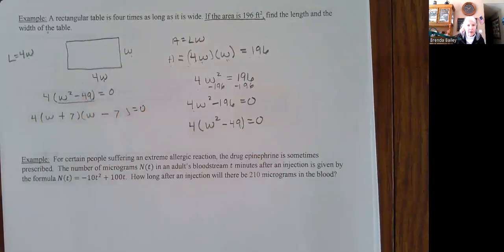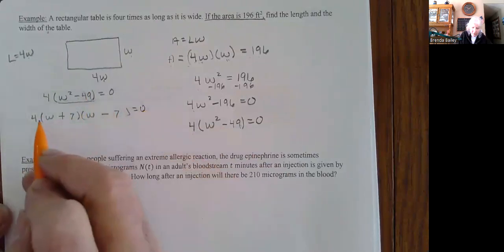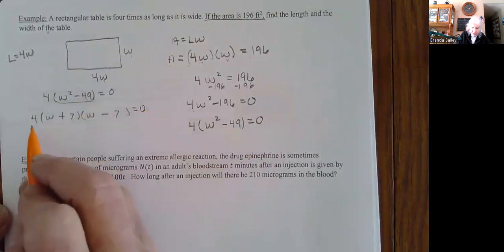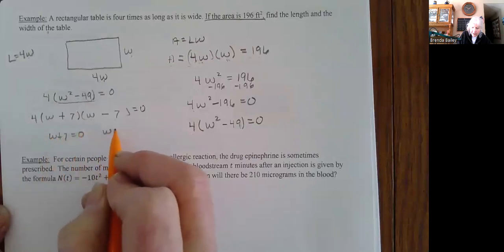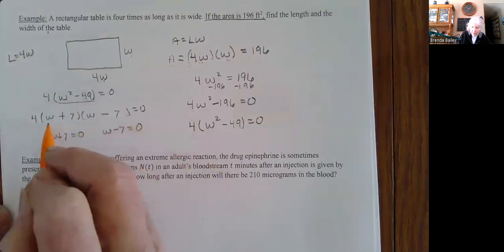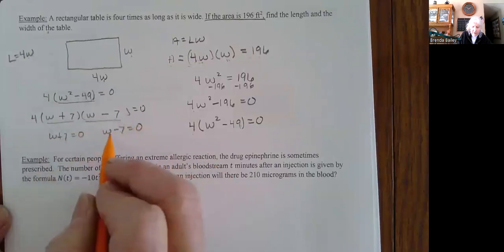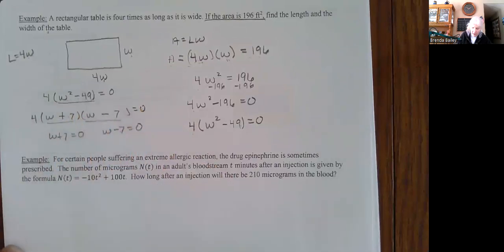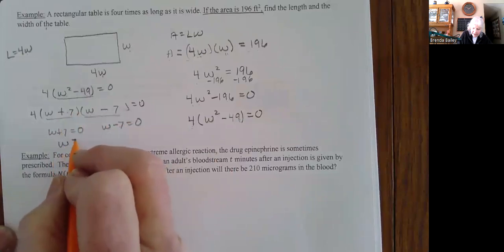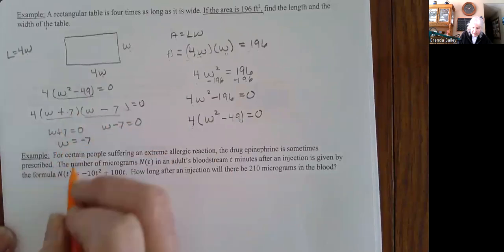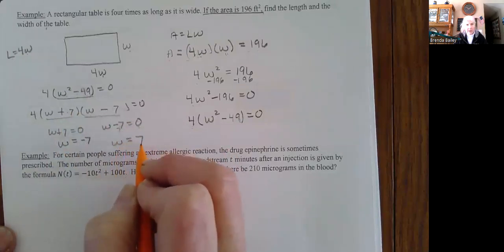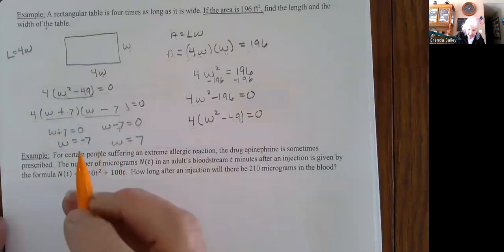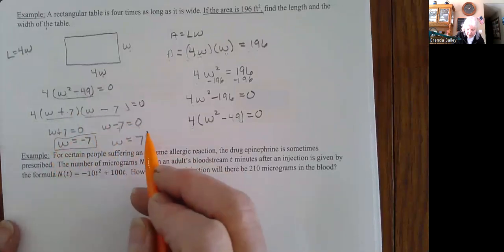All righty, so then we solve. In order for this to be 0, 4 will never be 0. There's no variable, so you can ignore it. W plus 7 equals 0, W minus 7 equals 0. One of these numbers has to be 0 so that the product is 0. So W is negative 7, or add 7, W is 7. So I have two possibilities. Negative 7 if the width is a negative 7.